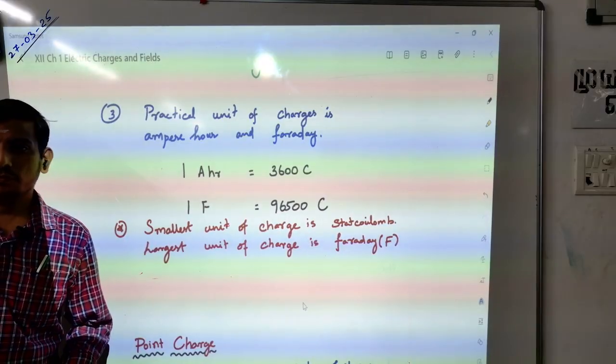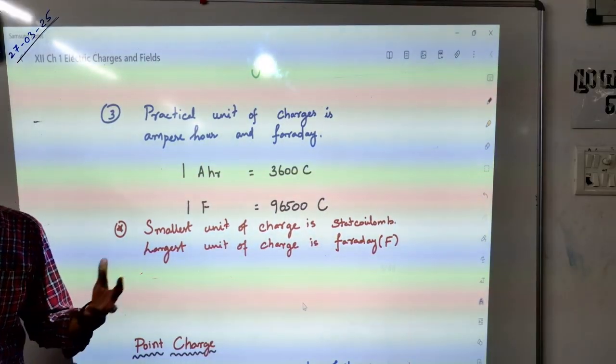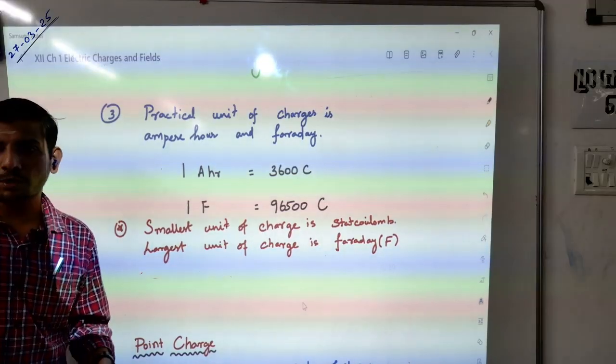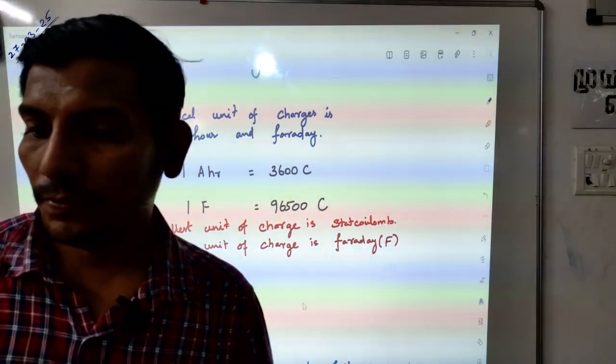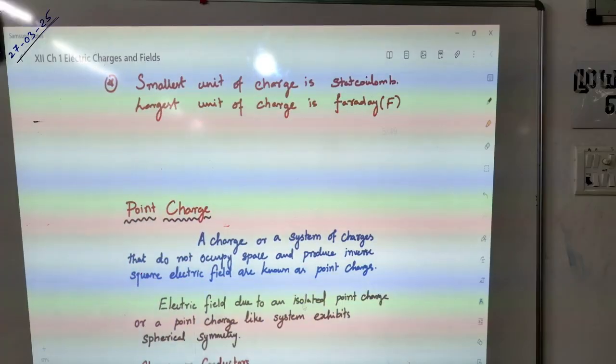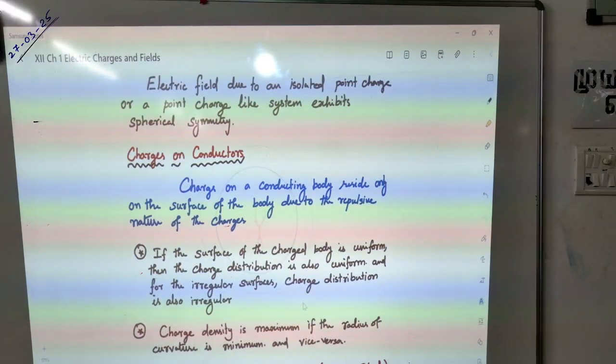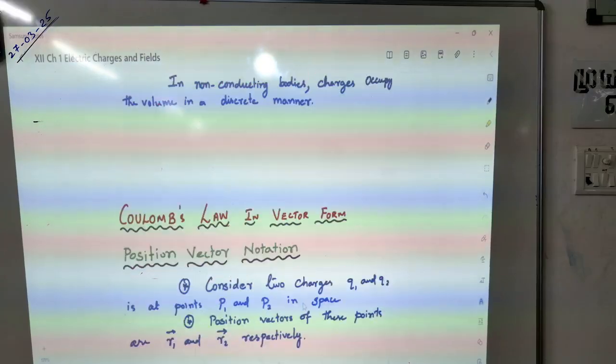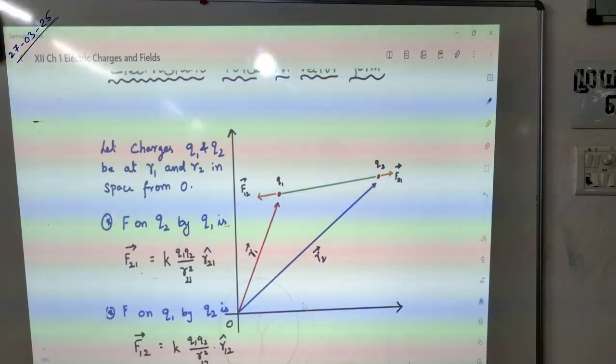96,500 coulomb. So when we say 5 microcoulomb, 8 microcoulomb, our numerical problems, fine. Then we have learned about the point charges, charges on the conductor, non-conductor. I think we have covered all these.